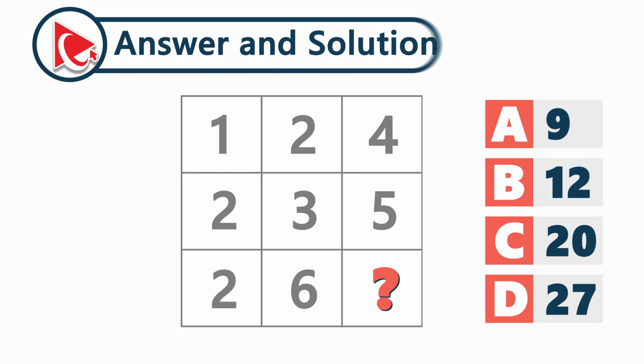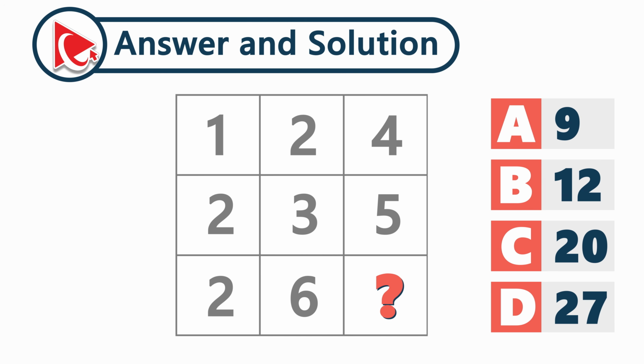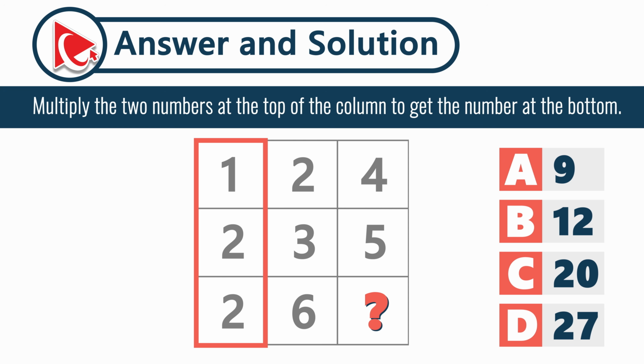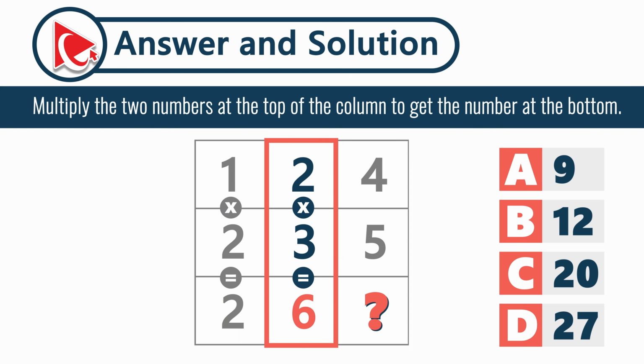The trick pattern here is very simple, but it's hidden in plain sight for most. Instead of rows, we need to focus on columns. In fact, we need to multiply the two numbers at the top of the column to get to the number at the bottom. Take a look at the first column. 1 multiplied by 2 equals 2. In the second column, 2 multiplied by 3 equals 6.